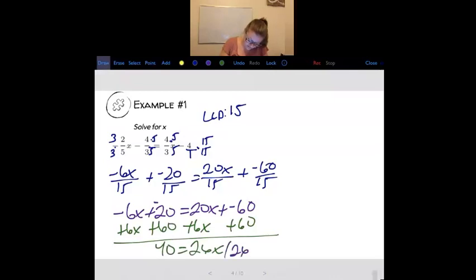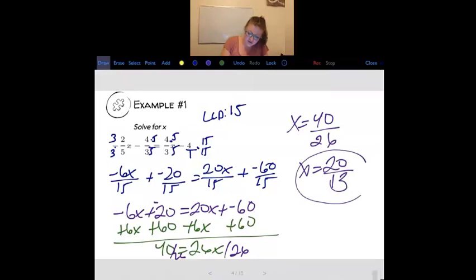Divide both sides by 26. And so we get x is equal to 40 over 26, which reduces to, if you divide them both by 2, 20 over 13. And the way that I got 20 over 13 was divide 40 by 2 and divide 26 by 2.